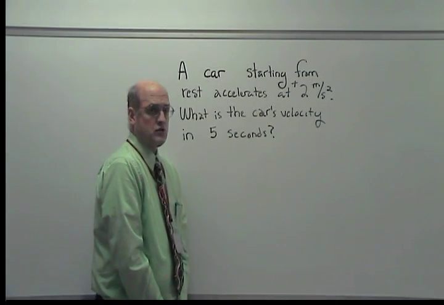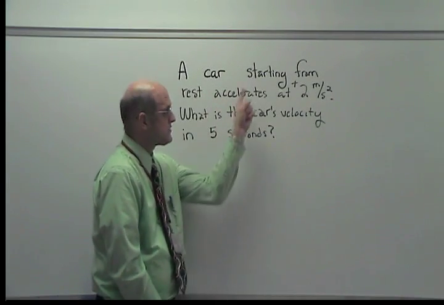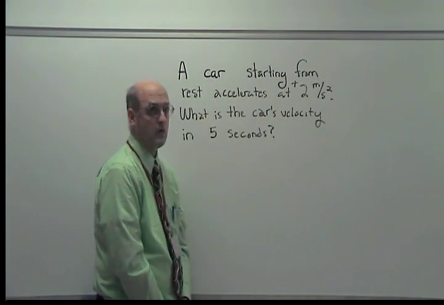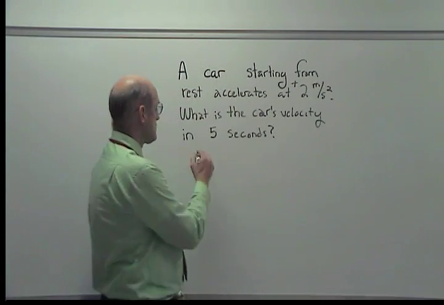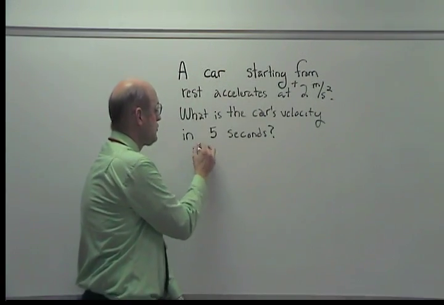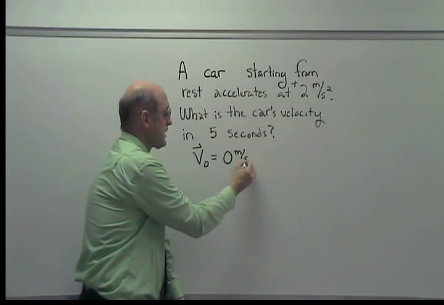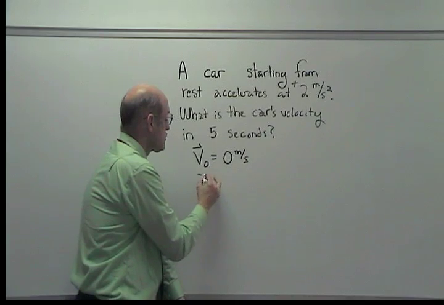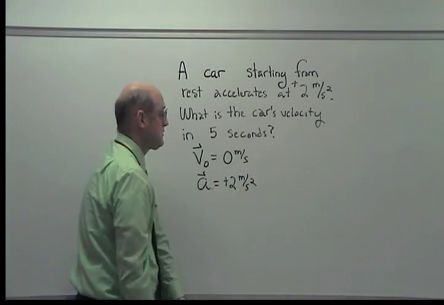The first step is to write down the given information. If you look at the first sentence, it tells us that the car is starting from rest and accelerates at 2 meters per second squared. So we have the original velocity is equal to 0 meters per second. The acceleration is positive 2 meters per second squared.